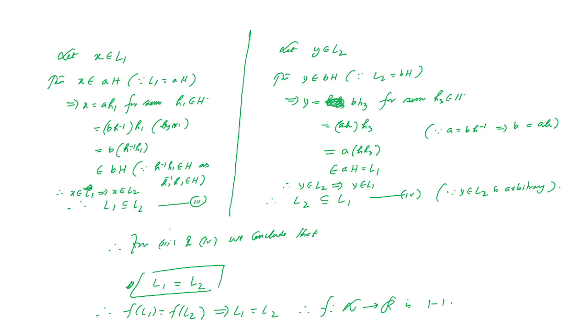So what can we conclude? L1 is a subset of L2, L2 is a subset of L1. That means L1 equals L2. That means f of L1 equals f of L2 implies L1 equals L2, and hence f is injective. Now we'll come to the surjective part.